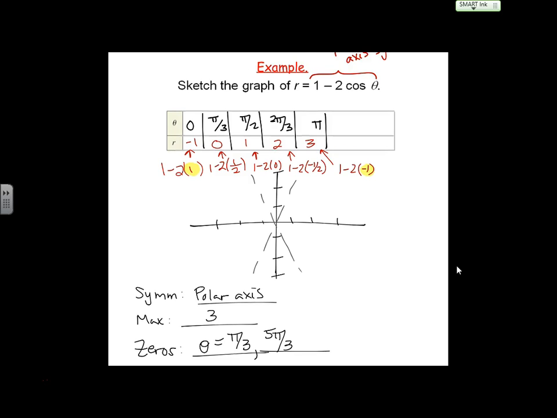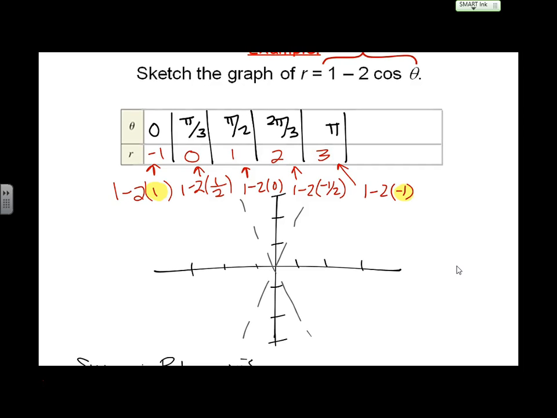Wait, we're graphing our points. So 0, -1, isn't that back here somewhere? Pi over 3, 0. Pi over 2 is 1.